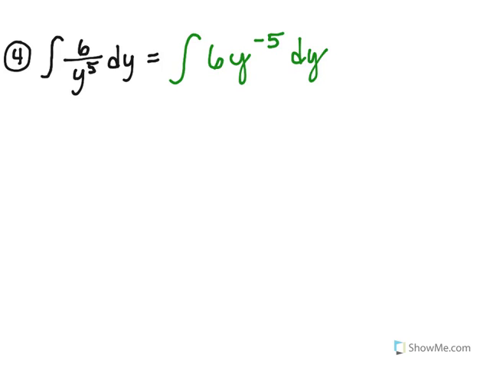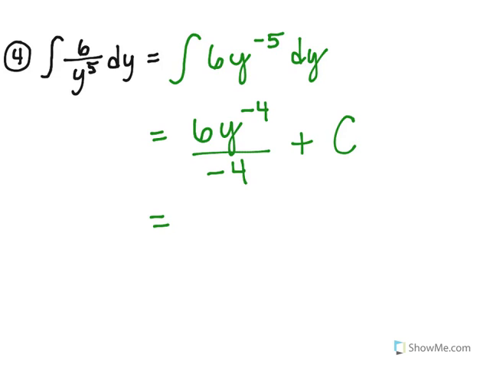Now it's a power rule type problem. Since the 6 is a constant, it's just going to stay there. Keep your variable. I need to add 1 to the exponent, so negative 5 plus 1 will give me negative 4. And then I need to divide by the new exponent, negative 4. Add on your constant of integration so you have the general solution. And now I just need to clean it up a little bit because I can't keep a negative exponent in my final answer. So for starters, 6 over negative 4, well, that's negative 3/2.